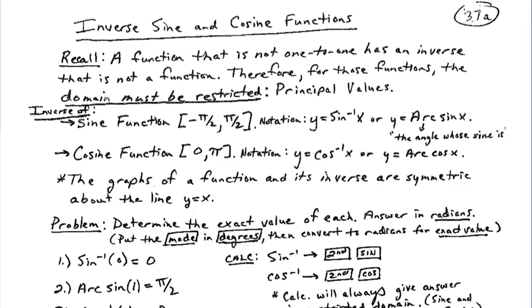In this recording, we're going to learn about the inverse sine and cosine functions. Back when we talked about functions, you learned that a function that is not one-to-one has an inverse that is not a function. Therefore, these functions that we're going to look at, the sine and cosine functions, must have a restricted domain. Let's see some pictures, because I know you're kind of wondering, well, what's that saying right there?